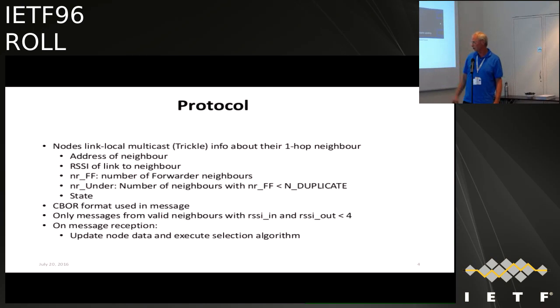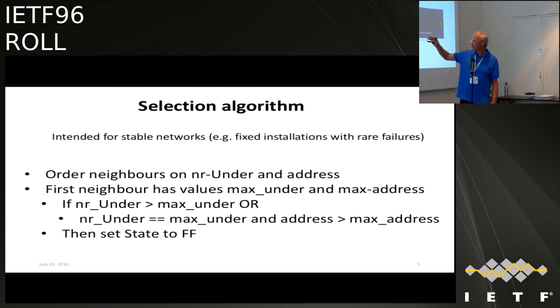On message, I update a node and execute the selection algorithm. So what is the selection algorithm? You order the neighbors on the NR under, so how many neighbors have the right number of forwarders that they see, and you order on the address, and then the first neighbor has a value. So if you personally are the one with the largest NR under and also the largest address, you make the selection and set your state to FF if there are not enough forwarders.